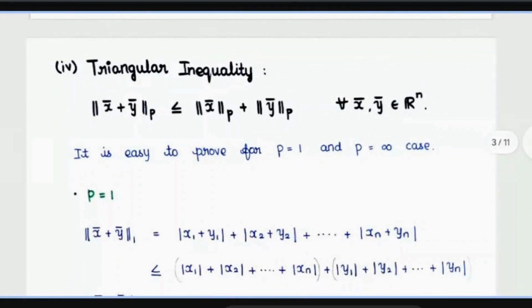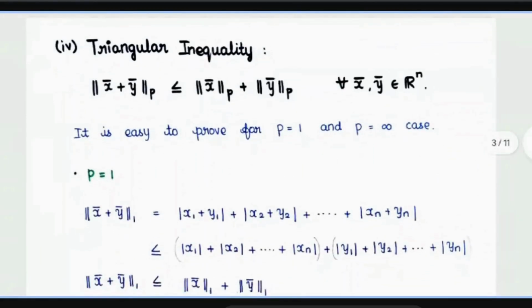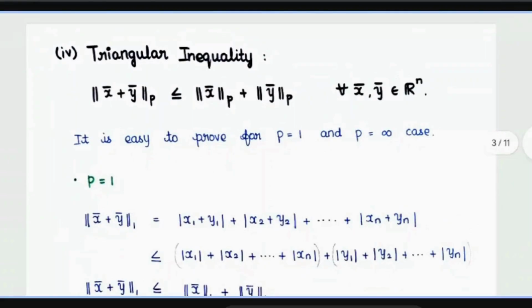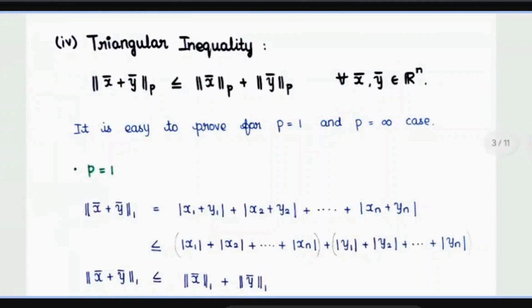These are easy to prove, simple algebra. Then triangular inequality. This triangular inequality is a bit complicated, but it is easy to prove for the case p is equal to 1 and p is equal to infinity case. Triangular inequality says for any two vectors in Rn, norm of x bar plus y bar is less than or equal to norm of x bar plus norm of y bar.